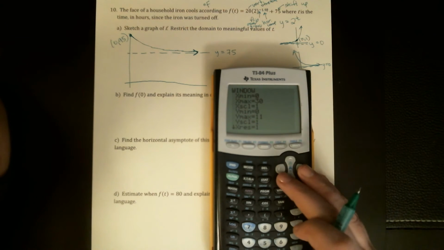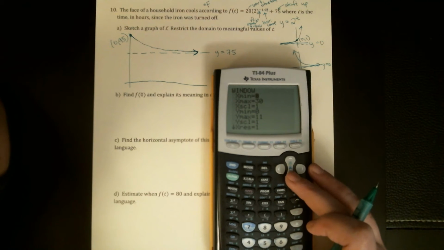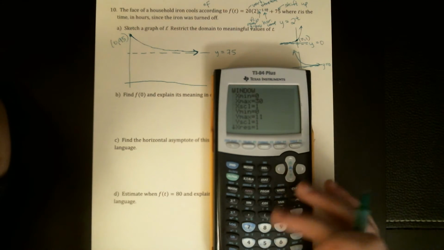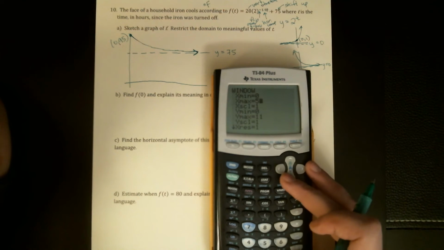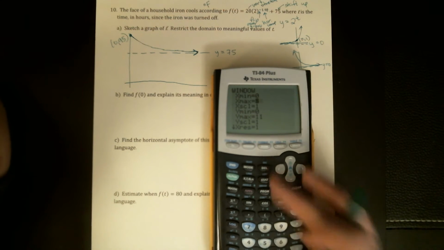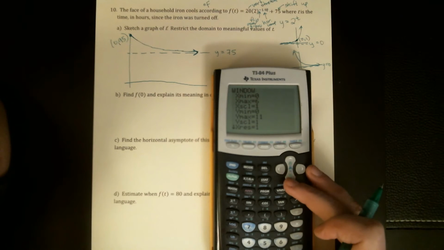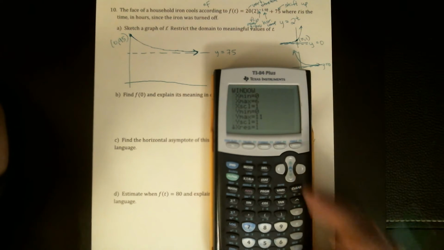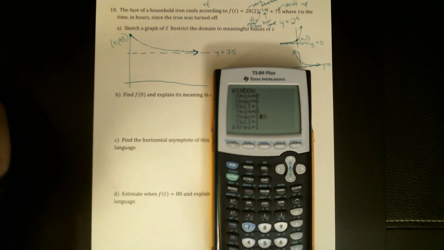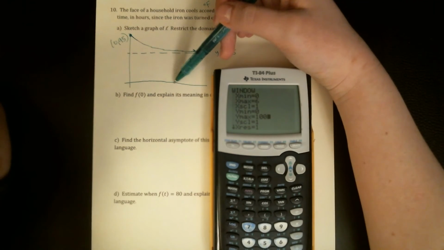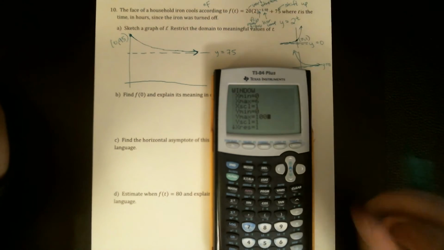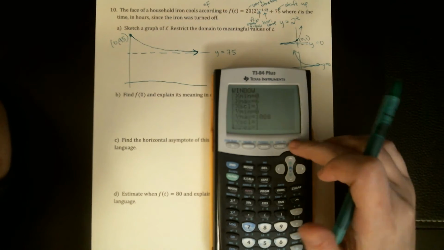And I'm going to go into my window. Let's see, hours since it was turned off. I would think it wouldn't take very long to cool off. Let's look at, I don't know, 5-6 hours, something like that. For y's, we need to see more than 0 to 11, so I'm going to raise my y max to 100. I'm going to keep my y min at 0 because that's what I'm looking at here. I see the x-axis, and then I want to see all the way up to above my y-intercept. So let's try that.